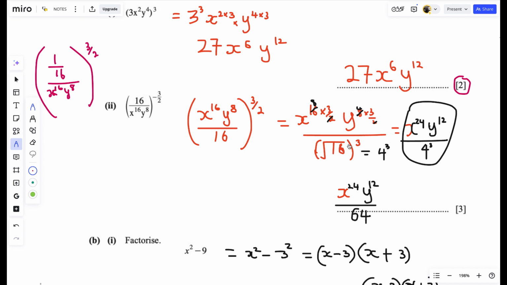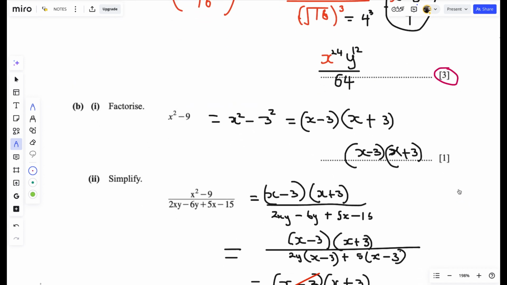Now for this one, what is the square root of 16? We get 4. 4 to the power of 3, we get 64. That's why the final answer is x to the power of 24, y to the power of 12, all over 64. Is that okay? If you're able to do that, you get another 3 marks. Now let's go to the B part of this question 9.